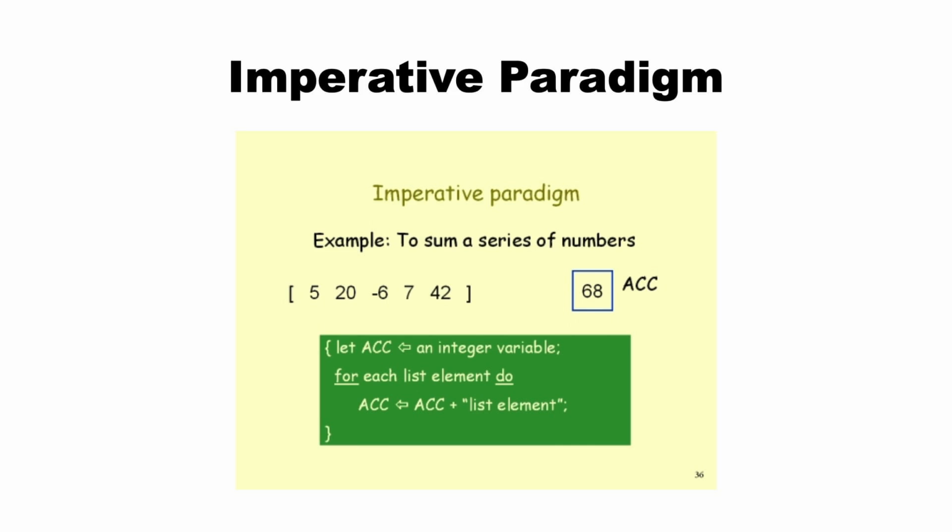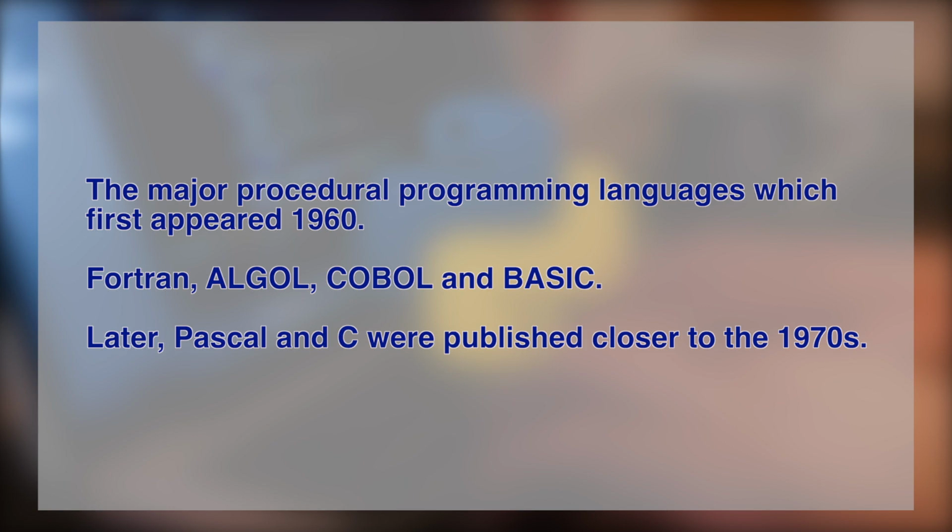Procedural, wherein instructions are grouped into procedures. Procedures, also known as routines, subroutines or functions, simply contain a series of computational steps to be carried out. Any given procedure might be called at any point during the program's execution, including by other procedures or itself. Major procedural programming languages which first appeared in 1960 include Fortran, Algol, COBOL and BASIC. Later, Pascal and C were published closer to the 1970s.